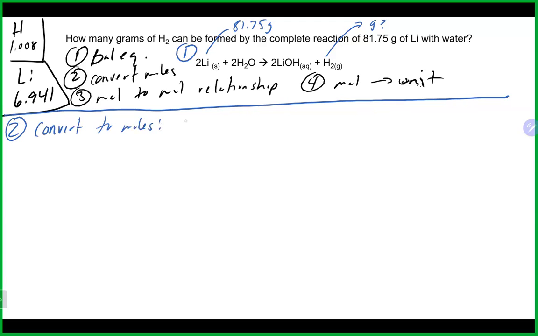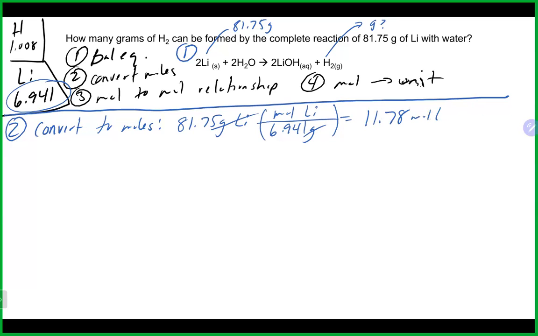And in this case, we have 81.75 grams of lithium. That means we do need to do that. So we would go to the periodic table and find lithium's molar mass, which is right there. And we would use that to convert it into moles. Our grams of lithium will cancel, and that will give us 81.75 divided by 6.941. Going to get us about 11.78 moles of lithium.